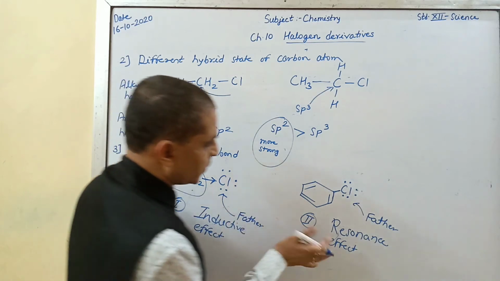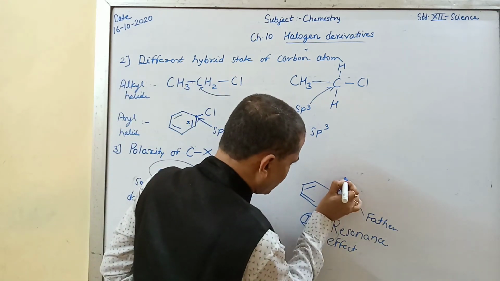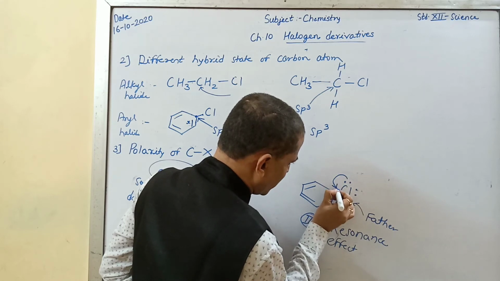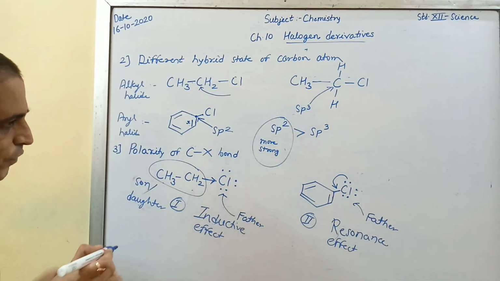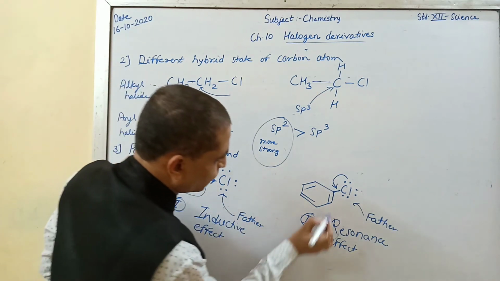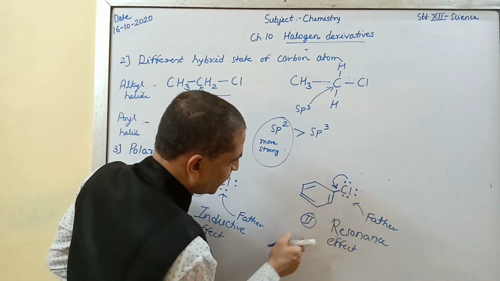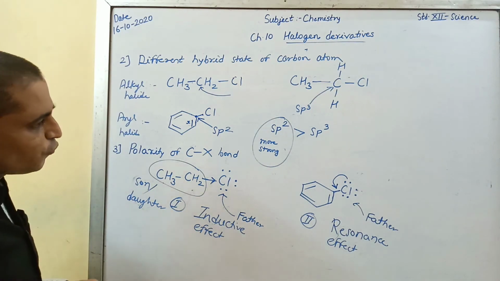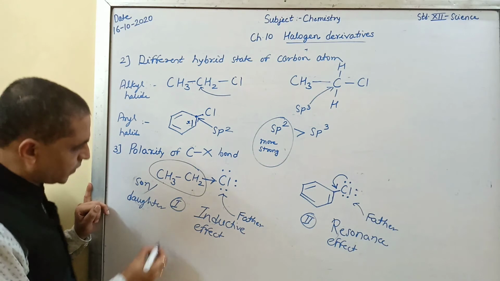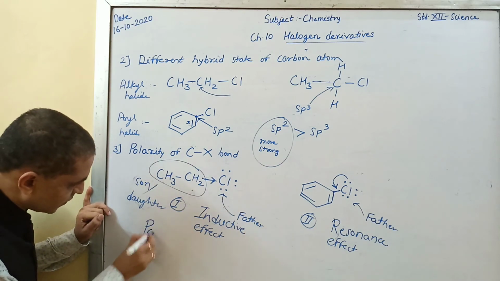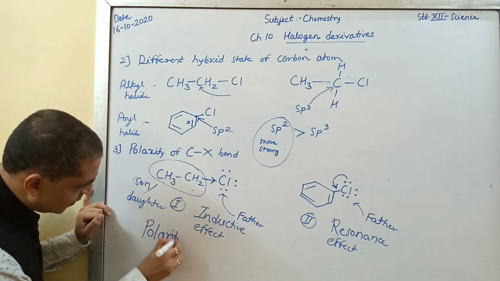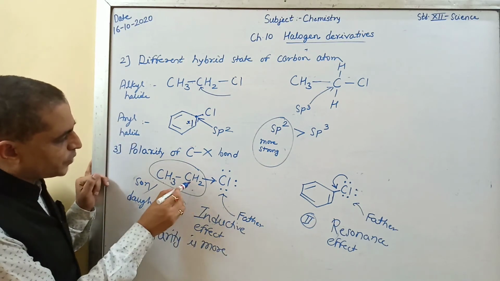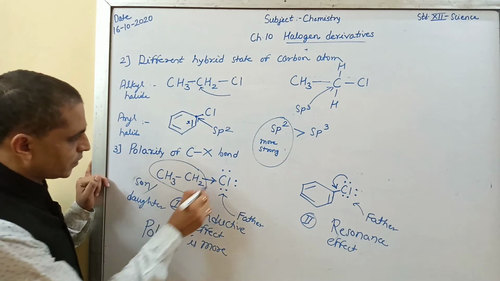Now what happens in the resonance effect? Here chlorine has the ability to donate electrons. So in chlorobenzene, the inductive effect as well as the resonance effect can both work together. But in an alkyl halide, due to the inductive effect, polarity is more, so it will break the C-Cl bond easily.